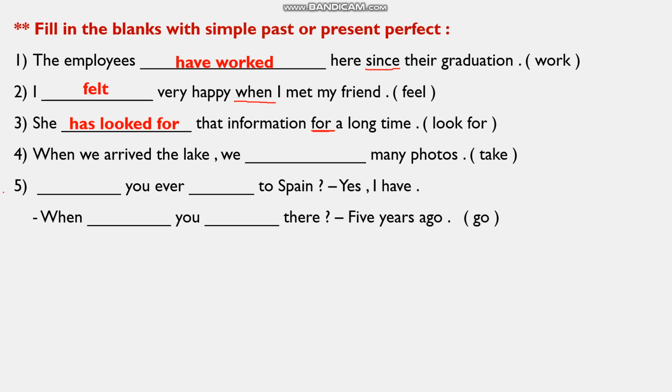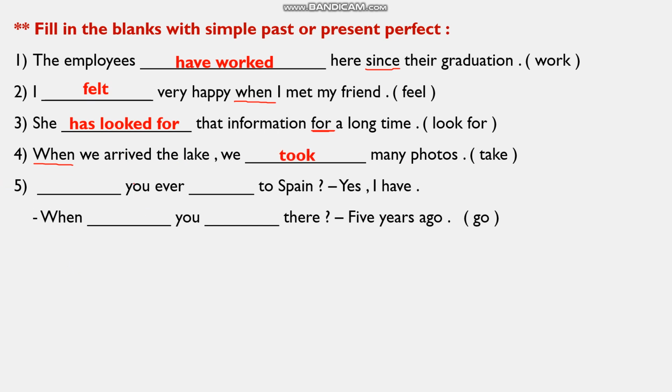Number four, when we arrived the lake we many photos وفي عندي take برضو هنا تاسع في عندي when بدياكي ما تتخربطي إذا when انتقلت من نصف الجملة لبدايتها. When we arrived دائما when لما يكون معناها عندما رح نستخدم معها simple past. So when we arrived the lake we took many photos.